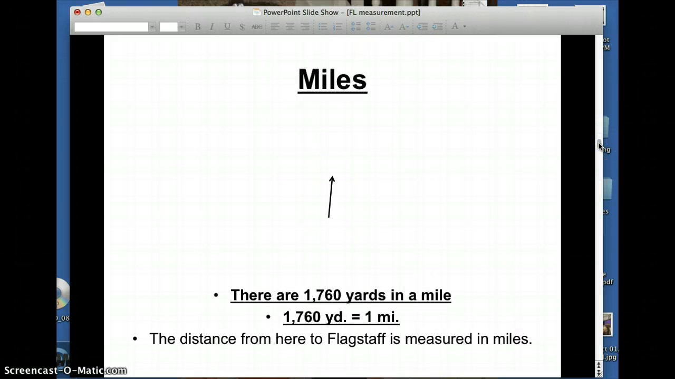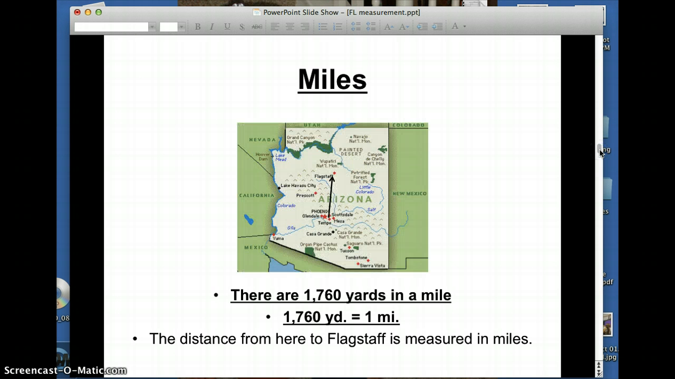Miles. So there are 1,760 yards in a mile. So 1,760 yards equals 1 mile. So like the distance from here to Flagstaff is measured in miles. So if you have to get in the car, chances are it's going to be measured in miles. It would be the best unit of measurement to use.